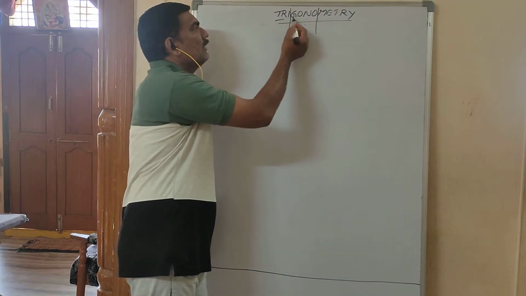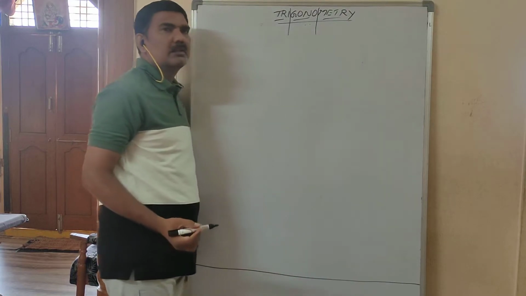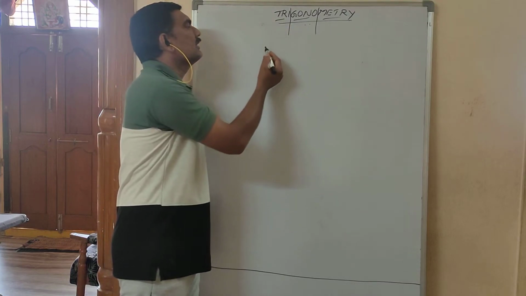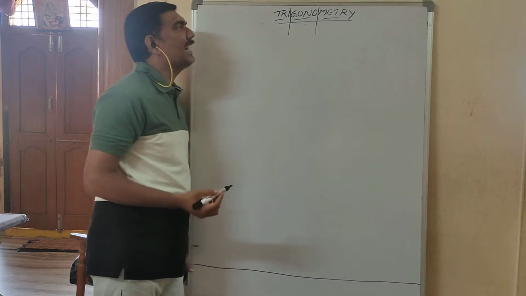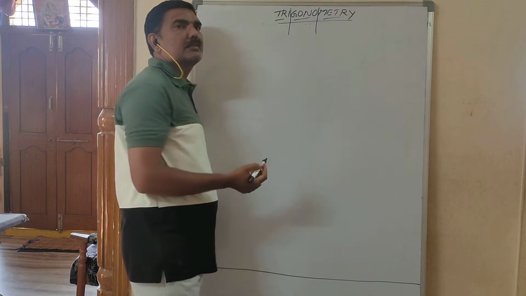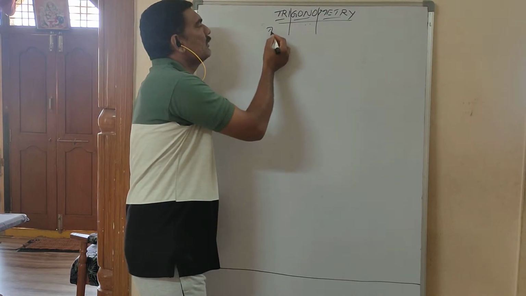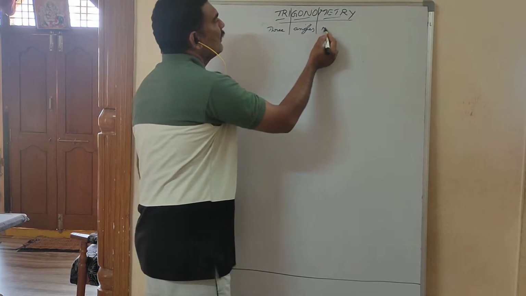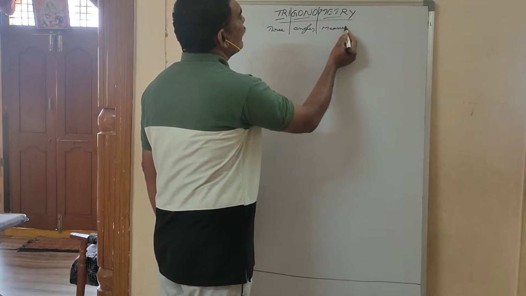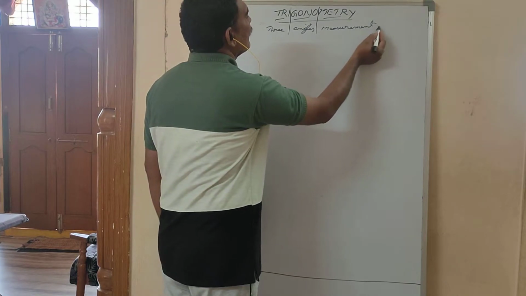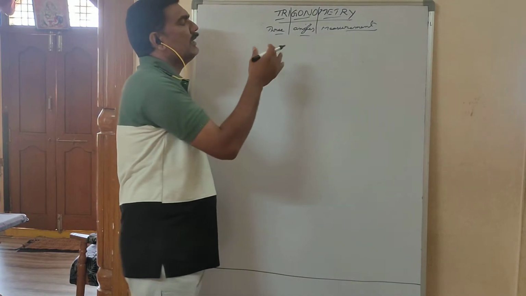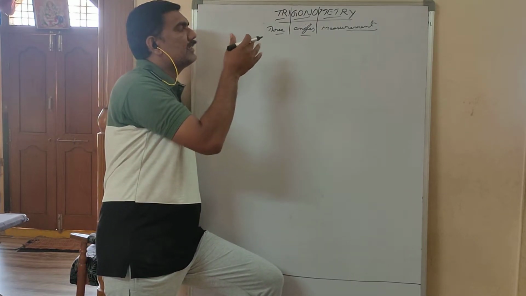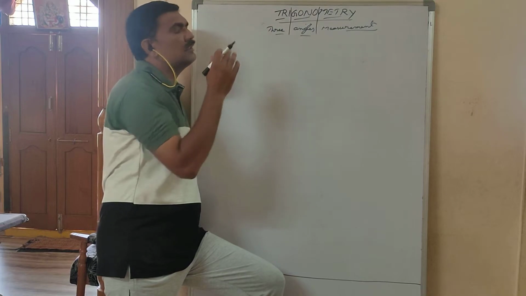First one is trigonometry. These three are Greek letters. Tri means three, gono means angles, metry means measurement. Three angles, measurement. So here basically about triangle and angles and sides measurements we'll discuss in this trigonometry.